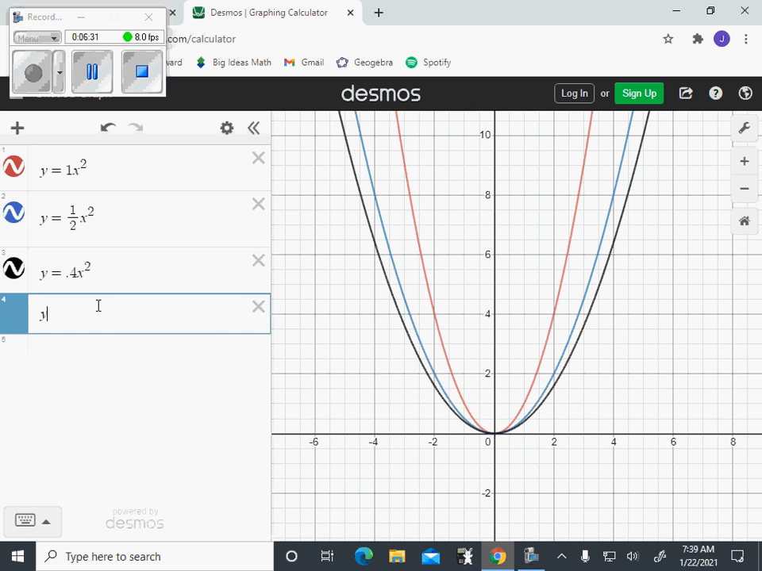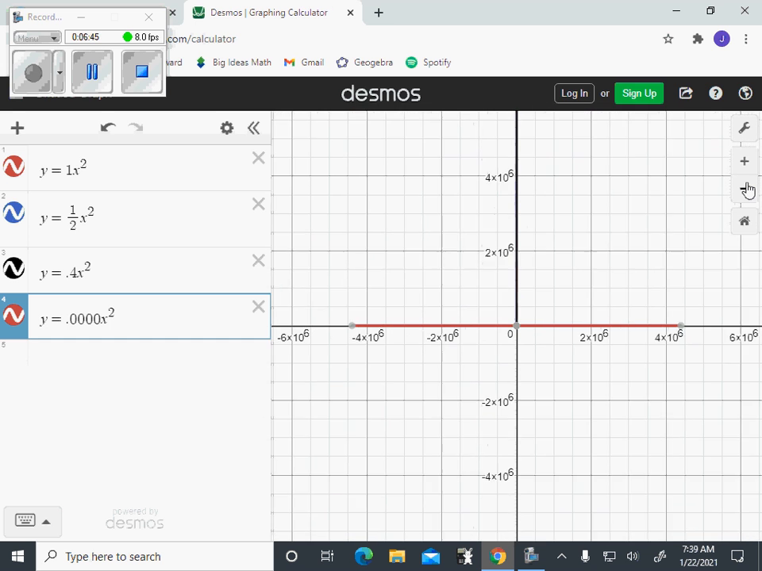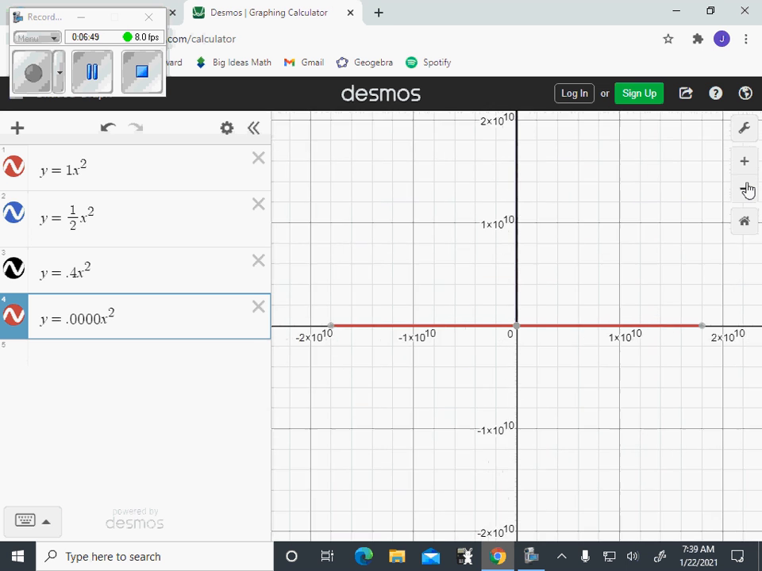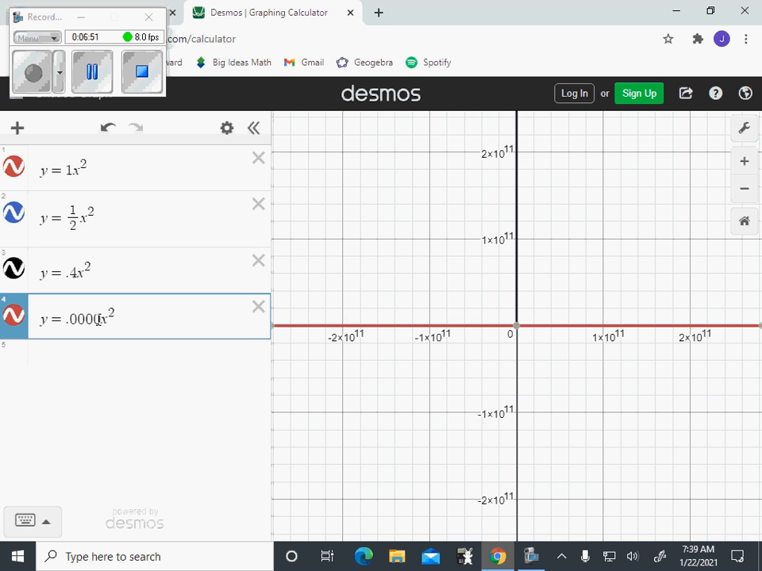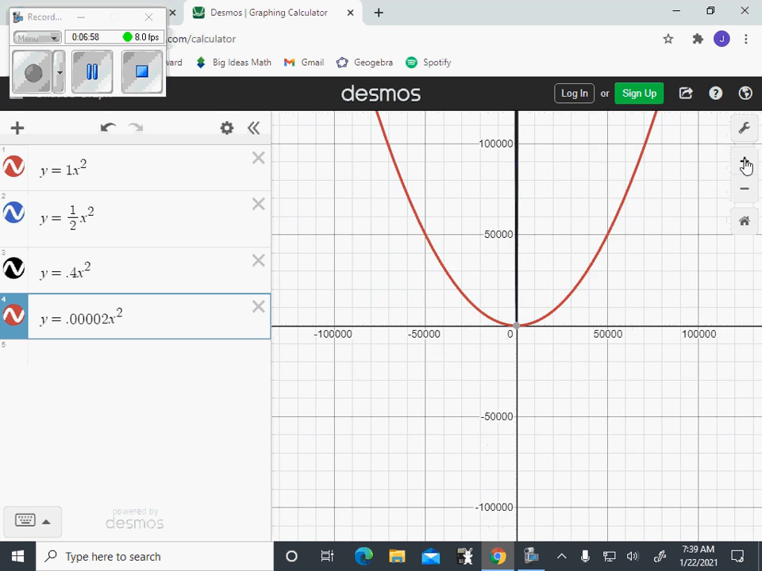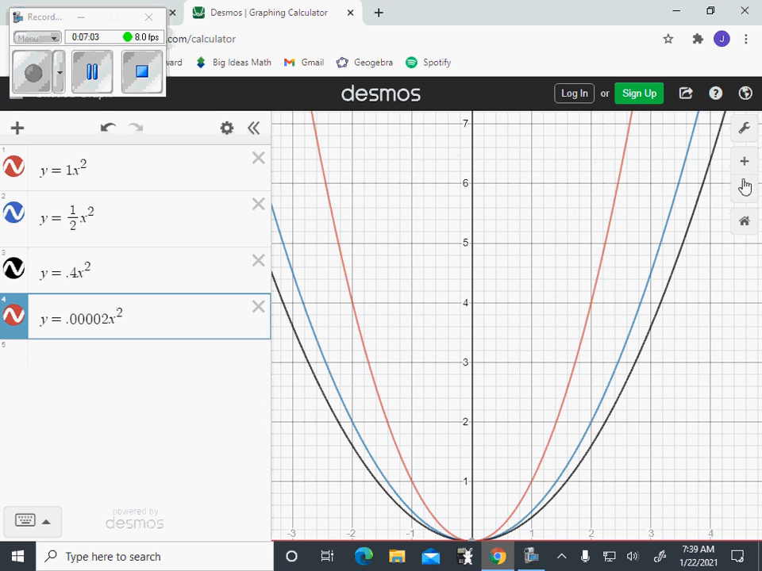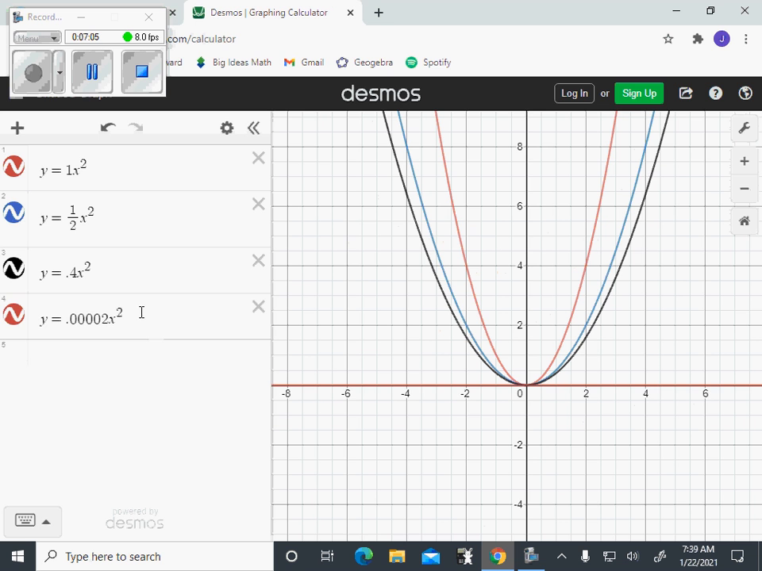What if I said 0.000x squared? I'm going to have to zoom way out for that one. Look at this. Oh, because it's 0. Look at that. I need to put a number there. Oops, that's my bad. 2. Now we're way too far out. There's our parabola. Keep zooming in. There's our original.